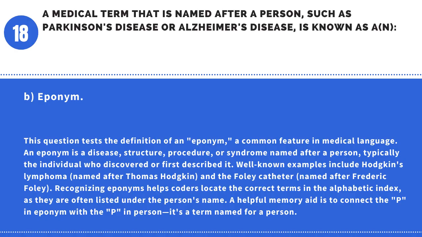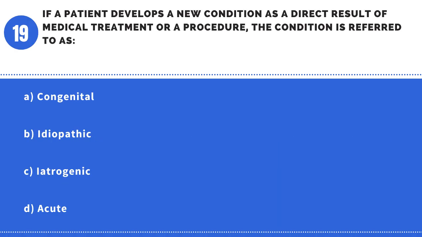Question 19. If a patient develops a new condition as a direct result of medical treatment or a procedure, the condition is referred to as A. Congenital. B. Idiopathic. C. Iatrogenic. D. Acute.